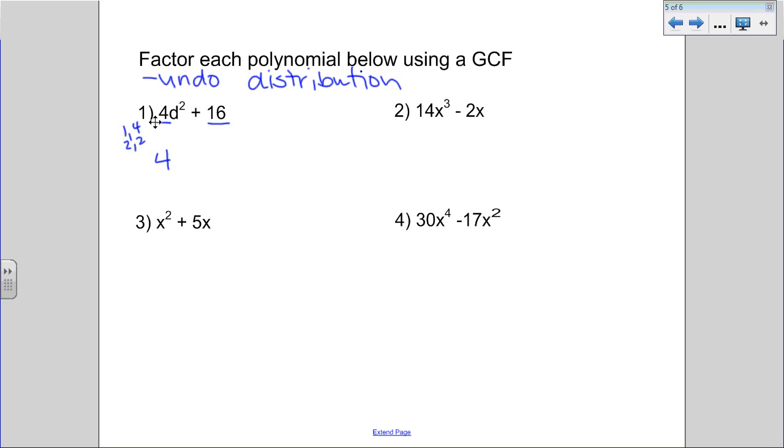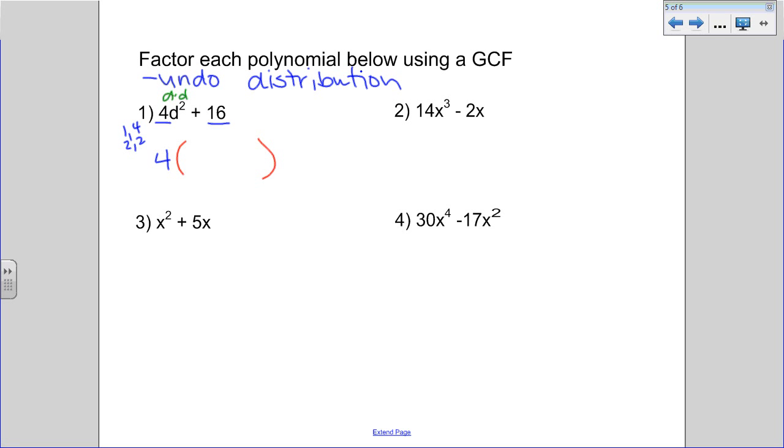Now, what about your D? How many D's does this first one have? 2. How many D's does this one have? None. Do they have any D's in common? No. So that means you can't put a D out there as your greatest common factor, ladies and gentlemen. If there's no D's that they have in common, then I can't list it. So now what you're going to do is undistribute.